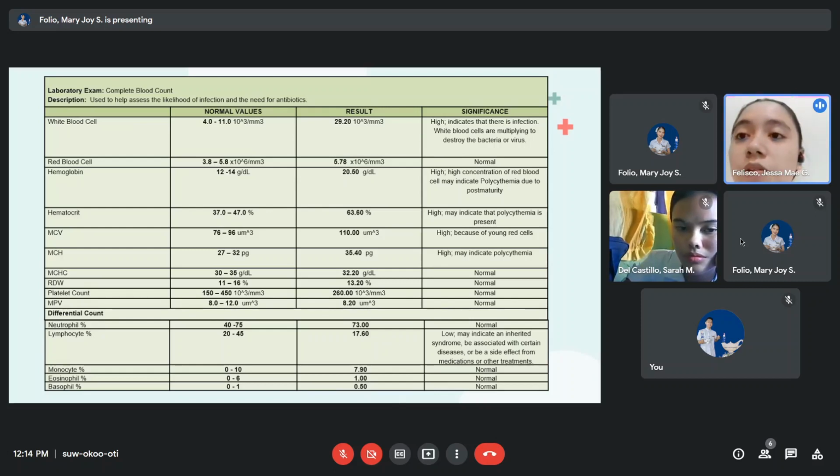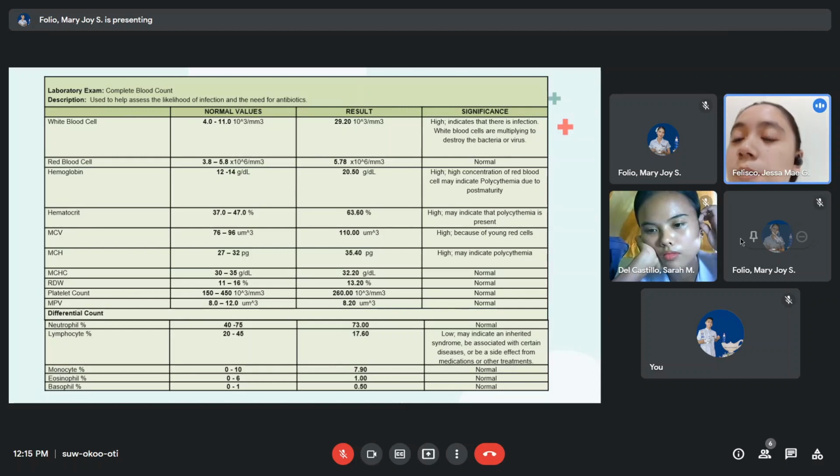Next we have hematocrit. It is also high. The normal value is 37.0, and the result is 63.60%. High hematocrit may indicate that polycythemia is present, due to post-maturity, because of young red blood cells. MCH is also high, and this may indicate again polycythemia. MCHC is normal, RDW is normal, platelet count is normal, and the MPV is normal.